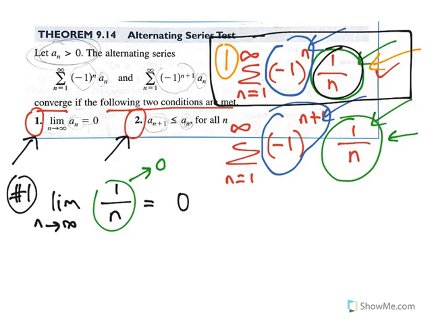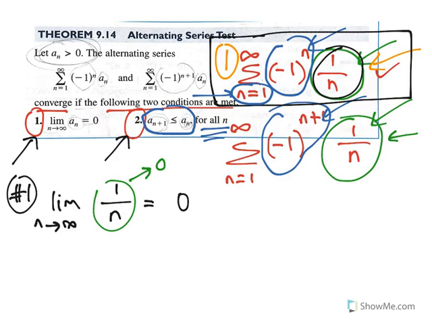So the next thing that I have to check for is the second condition in the alternating series test. Is it true that a sub n plus 1 is less than or equal to a sub n for all n? For all n, it could mean for all n greater than or equal to 1, or for all n greater than or equal to some fixed integer. So it does not necessarily have to be for all n greater than or equal to n is equal to 1. It could be true for all n greater than or equal to n is equal to, for example, 4.